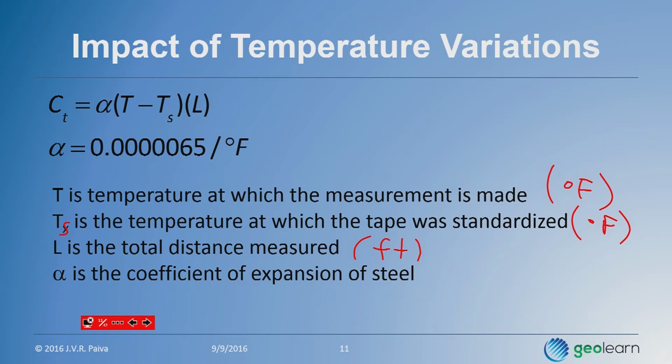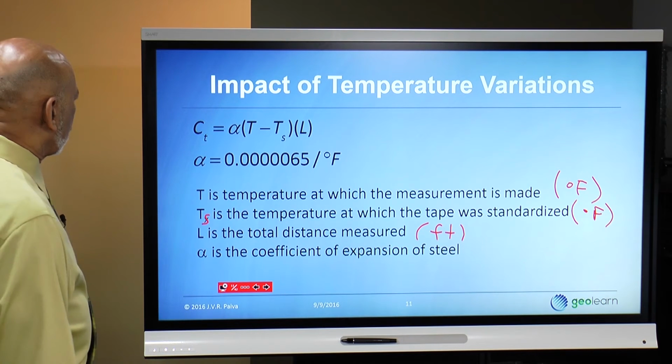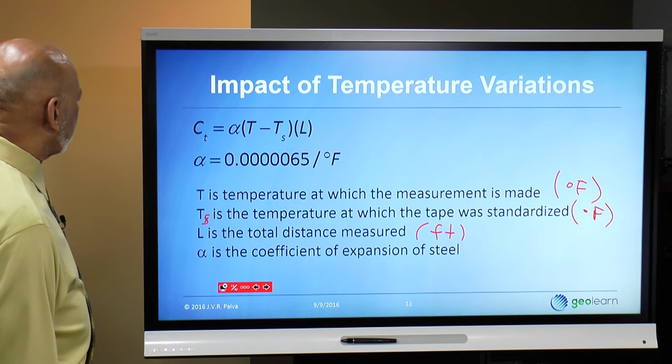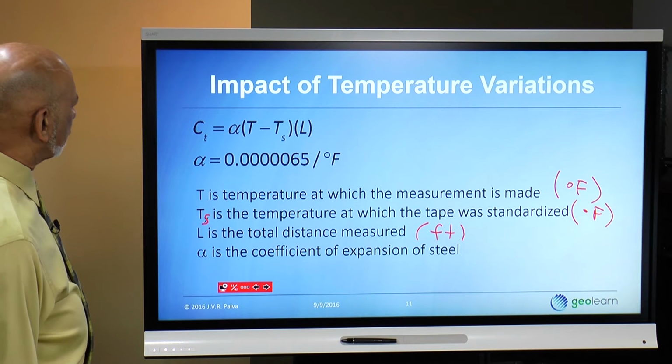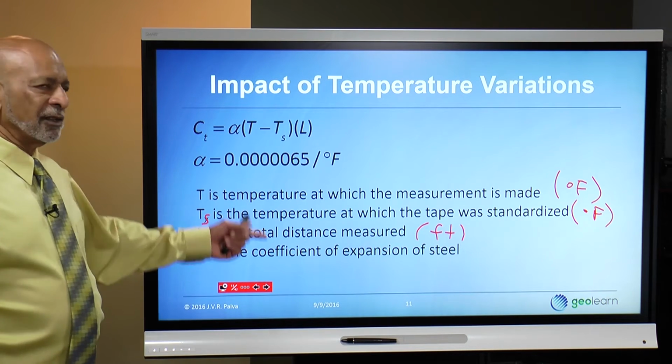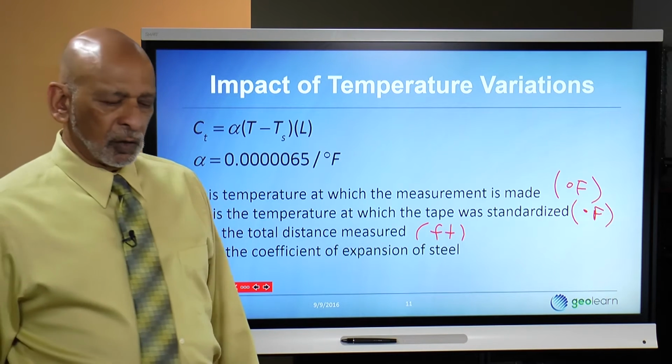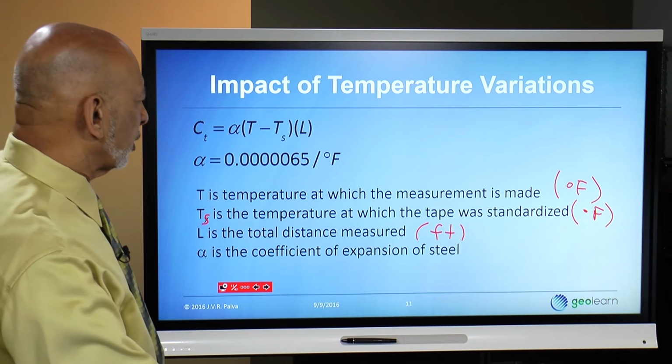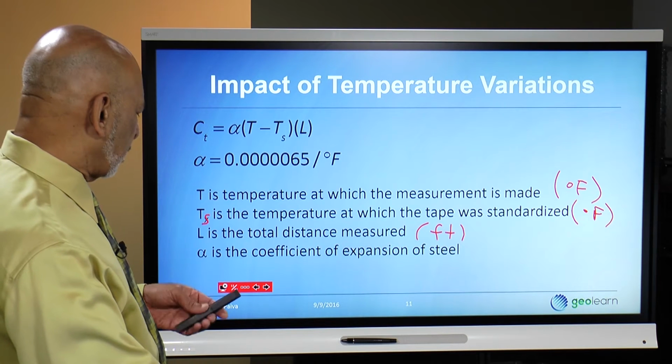And alpha is the coefficient of expansion of steel. And this is something you can get from a handbook. Turns out to be 0.0000065. So that's 5 zeros, 65 per degree Fahrenheit. Now if you're working in the metric system, you would use degrees Celsius and alpha would be different. And depending on the textbooks you're looking at, you'll be able to easily figure out what alpha is. You can also make the conversion if you know how to convert between degrees Fahrenheit and degrees Celsius.